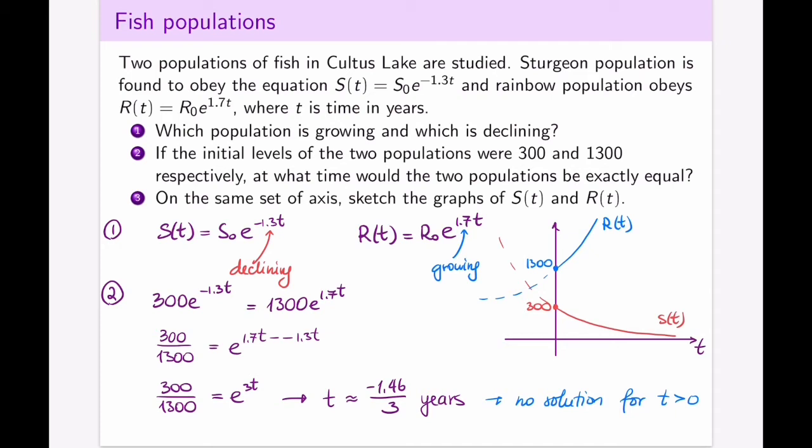Let's think about that in terms of the actual content again. So I have a sturgeon population that starts at a lower number and is decreasing, and I have a rainbow trout population that starts at a greater number and is increasing. Well, of course, the two of them will never be equal as populations. So producing no solutions is also okay, and this in fact does happen.